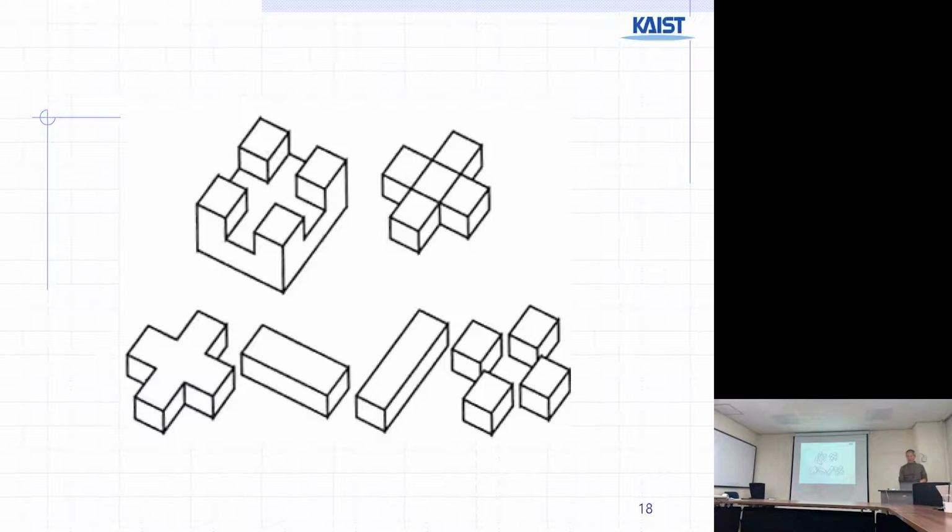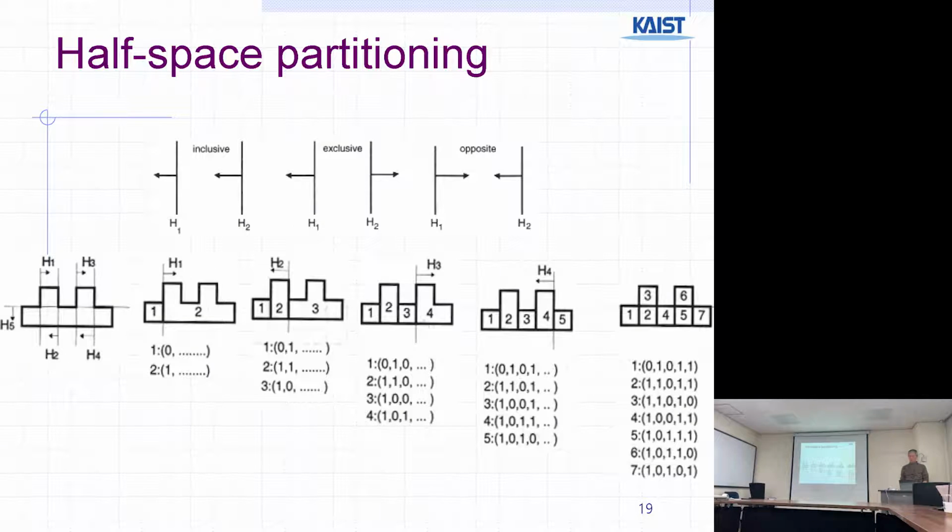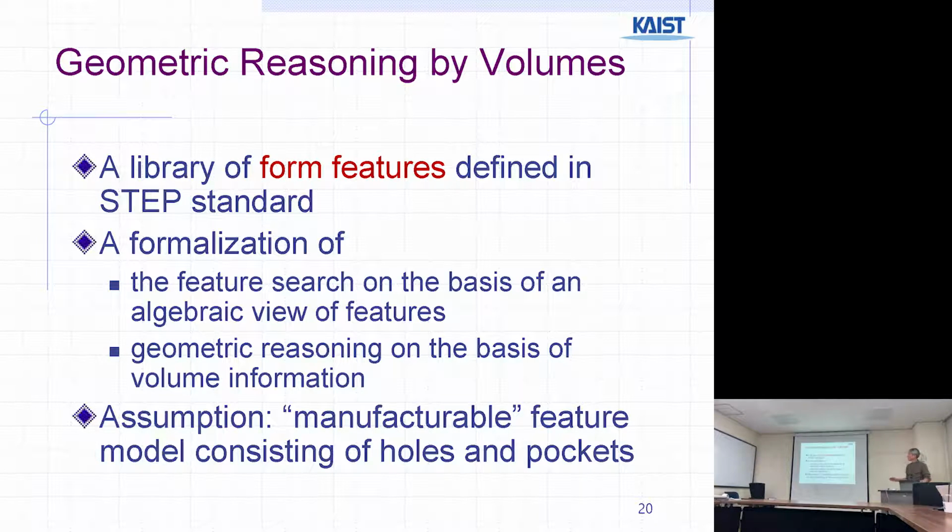So delta volume can be divided, but how can you do the partitioning? Here they use a half space. A half space is a long, big, straight space. It is one of the partitioning ways, right? Depending on the region or length. And this is another one, geometry reasoning by volumes.